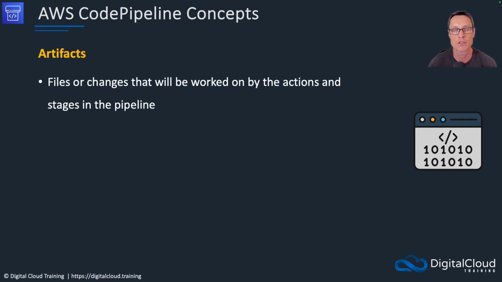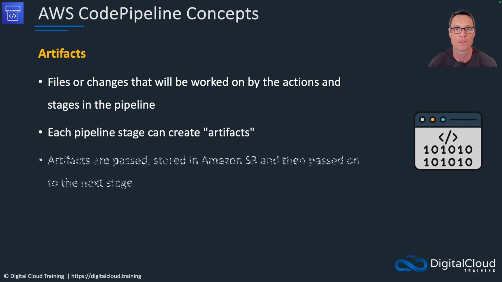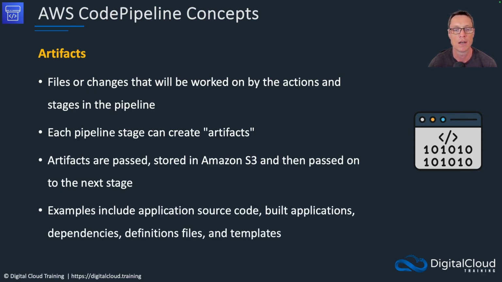We have artifacts as well, so these are the files or changes that are going to be worked on by the actions and stages in the pipeline. Each pipeline stage can create its own artifacts. They are passed and stored in S3 and then passed on to the next stage. Examples might include your source code, your built applications, dependencies, definition files, templates, and more.